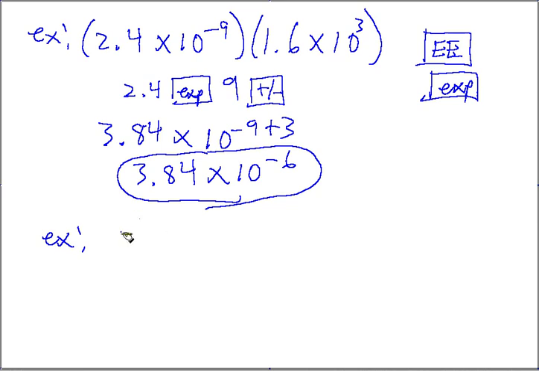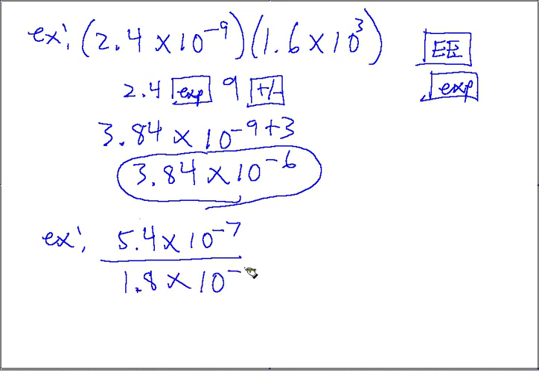Let's look at 5.4 times 10 to the negative 7 over, let's make it 1.8 times 10 to the negative 16, for example. Just like we did for multiplication, for division we're going to divide 5.4 and 1.8 first. We divide these non-exponential numbers first. So what is 5.4 divided by 1.8 in your calculator? Hopefully you got 3.